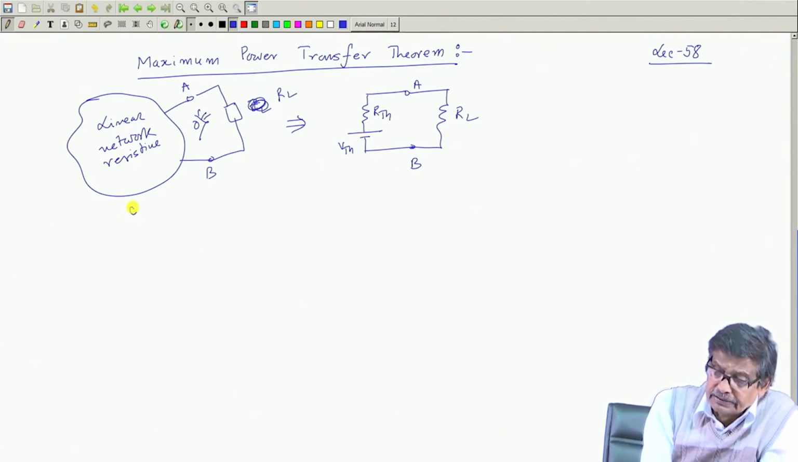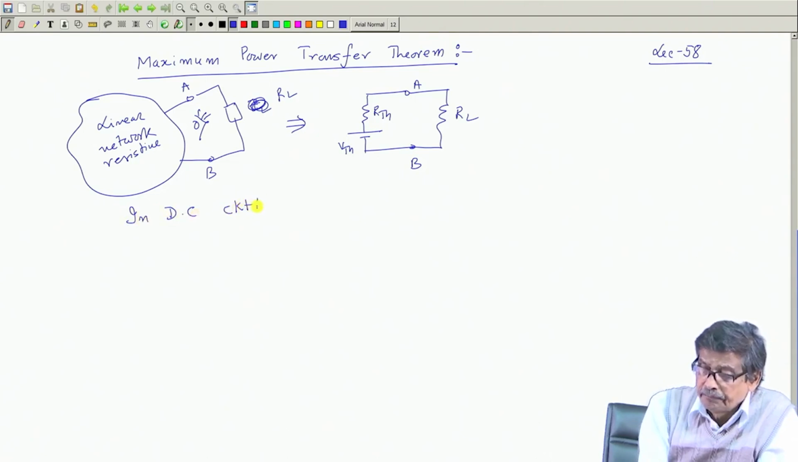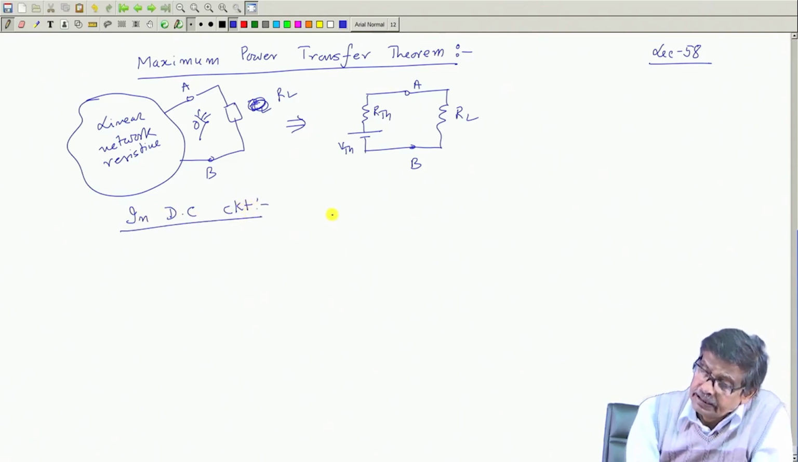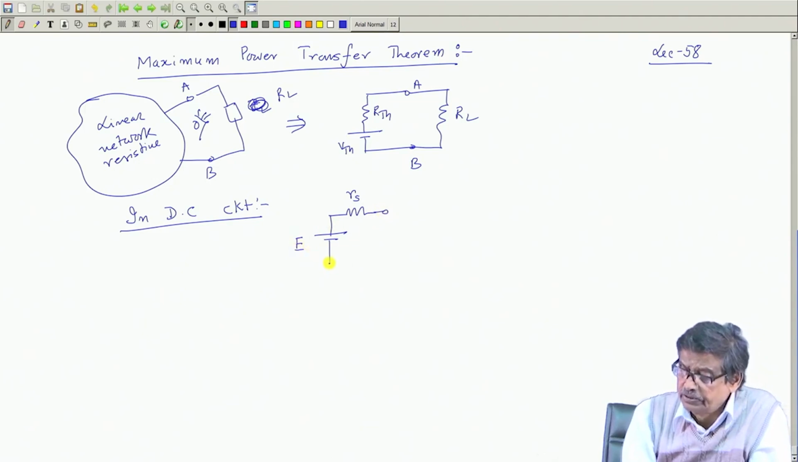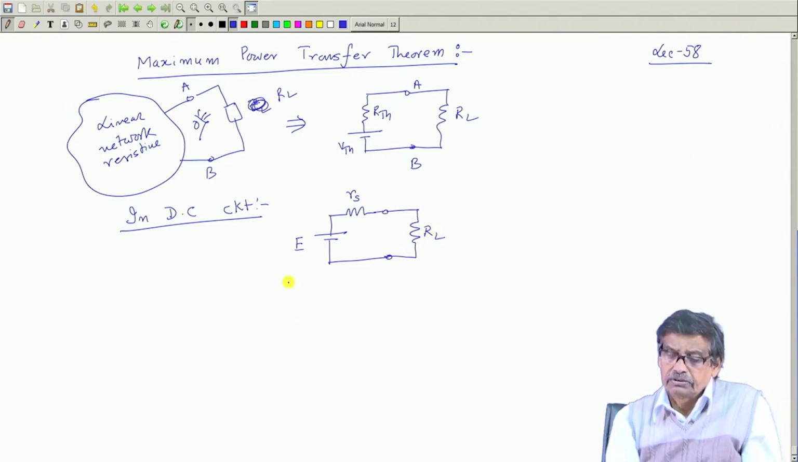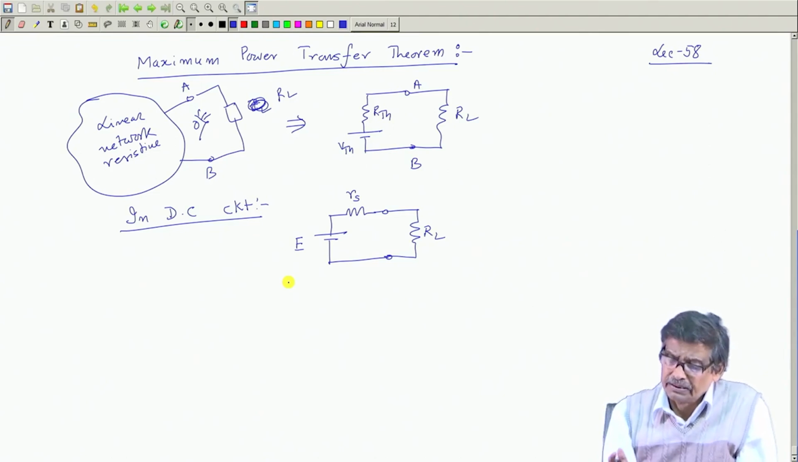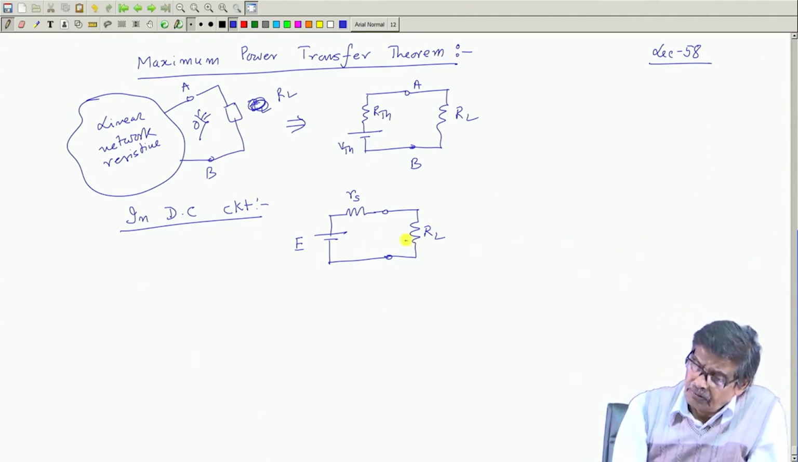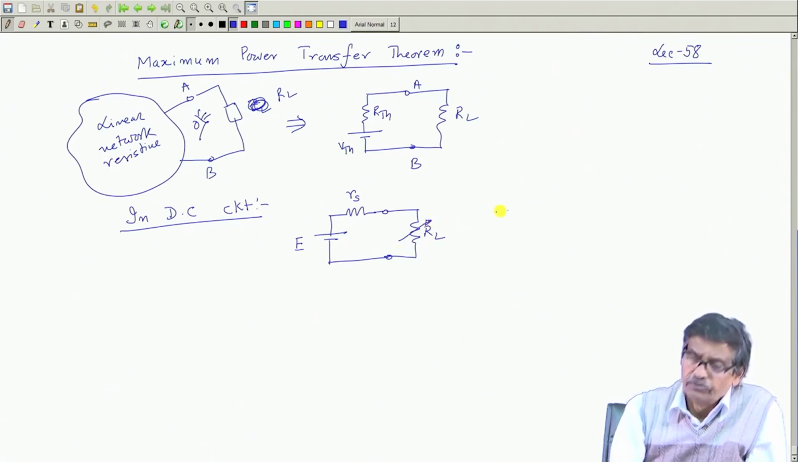So, in a DC circuit, it will be like this: I will consider a battery having a voltage E, open circuit EMF, these are the 2 terminals of the battery, and here is your RL. This I will go very quickly and without much maths. And this RL I am going to vary.